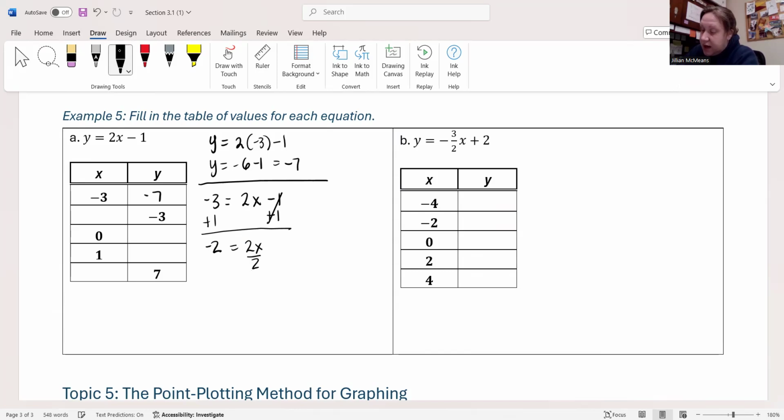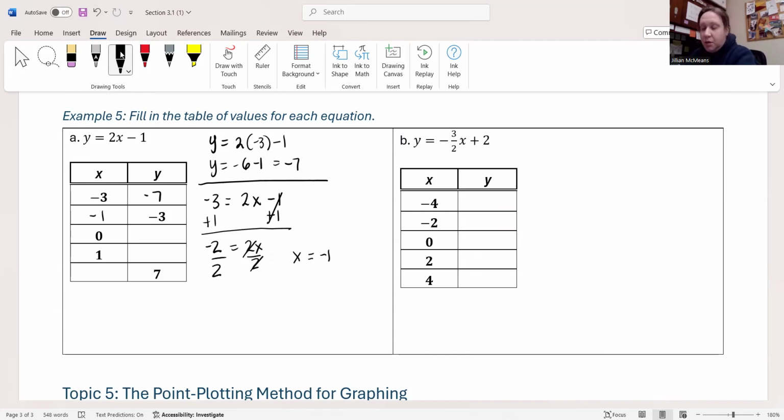So I divide both sides by 2. On the right-hand side, 2 divided by 2 is just 1, which leaves me 1x. And then on the left, I had -2 divided by +2, which is -1. So that tells me that for this equation, if y is -3, x has to be -1. Okay? So we're just going to repeat.